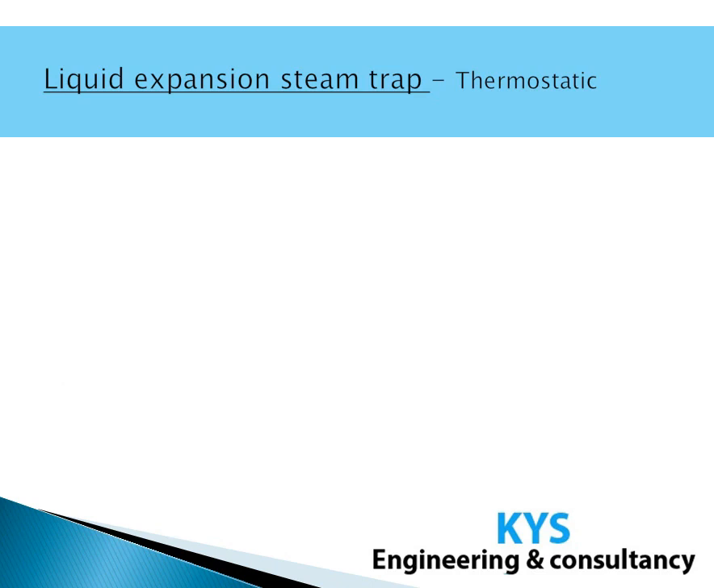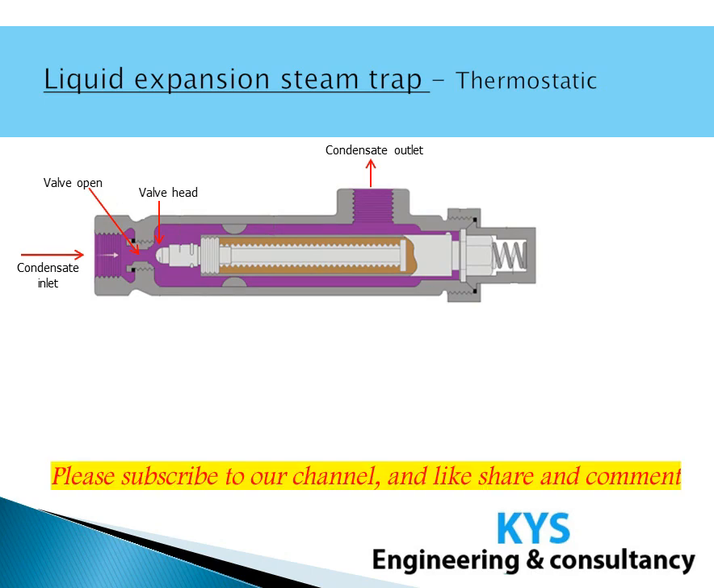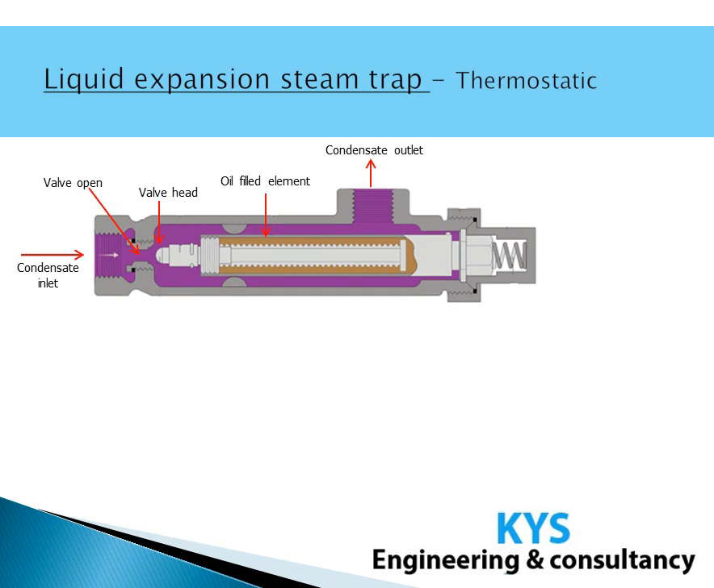Thermostatic steam trap. As we saw, a thermostatic steam trap works on the principle of change in temperature. Figure shows a liquid expansion steam trap. There is an oil-filled element inside the trap body which expands when heated and closes the valve attached to it. An adjustment nut with a spring is on the other side of the trap. This adjustment allows the trap to set the discharge temperature of condensate.